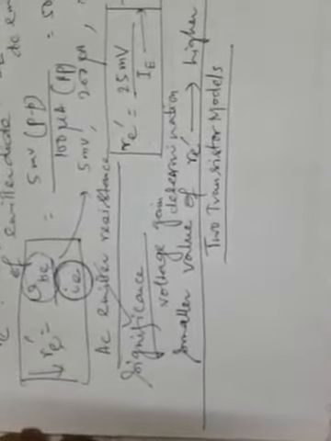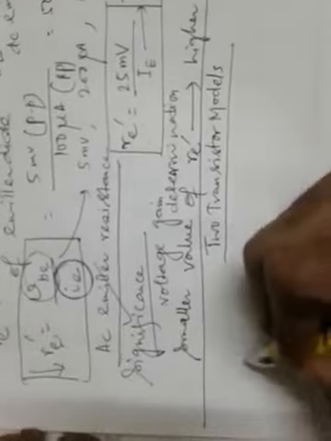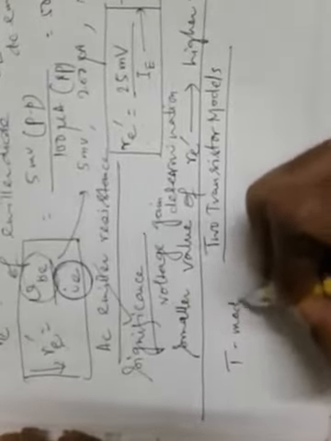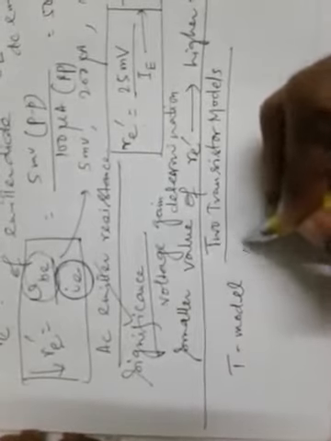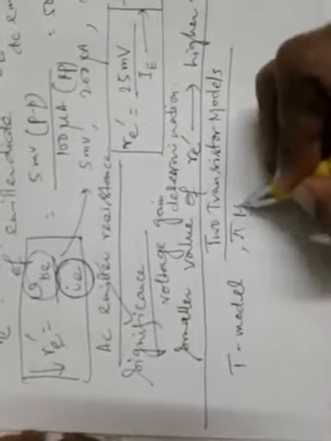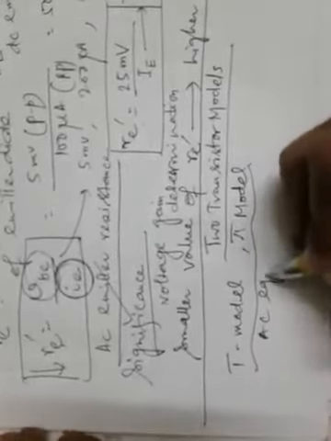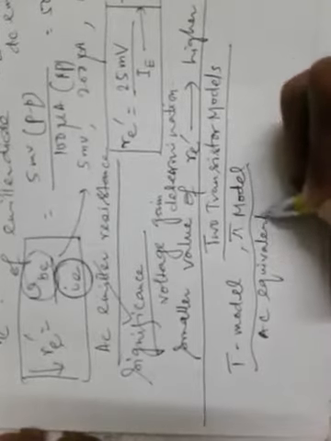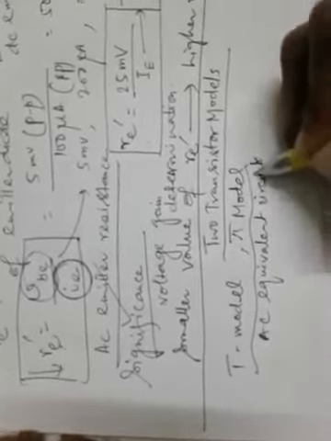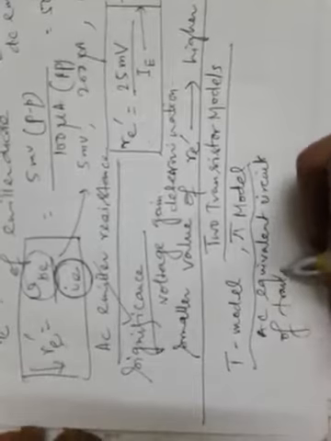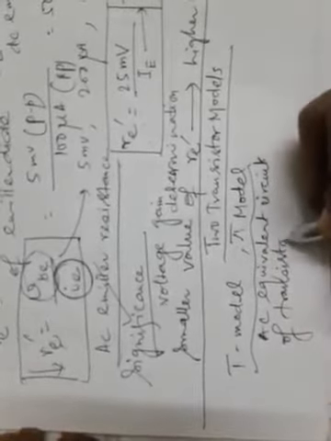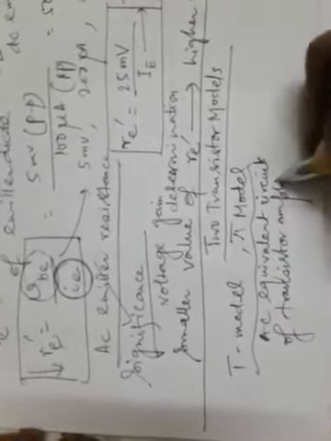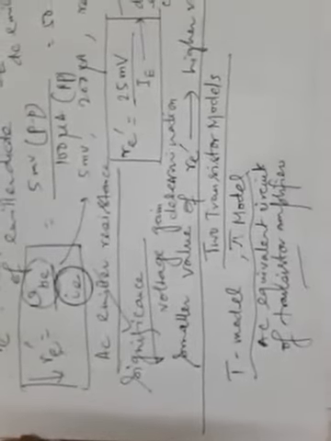So this model is basically divided in two types. One is T model and another is pi model. So there are two types of AC equivalent circuits. These are nothing but AC equivalent circuits of transistor amplifier. So let us first see the T model one by one. First let us see what is T model.